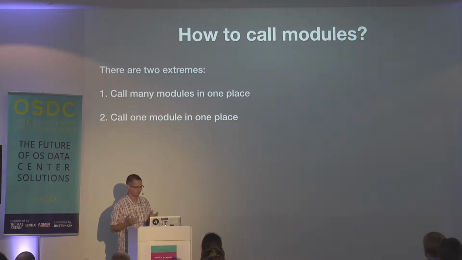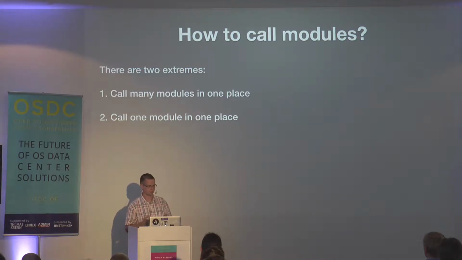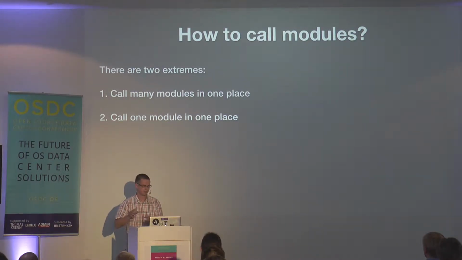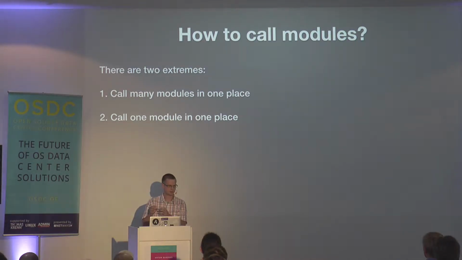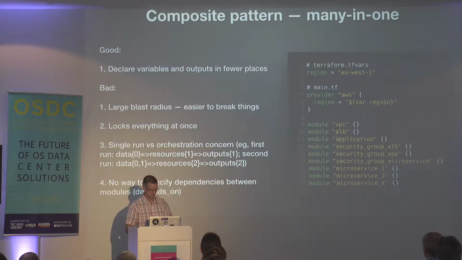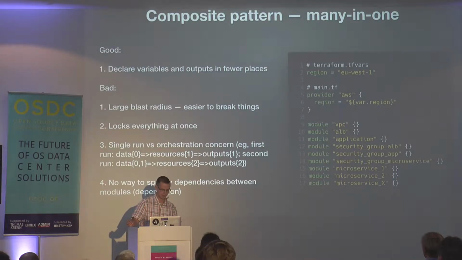So there are two extremes. One is that we invoke all of these modules in fewer places, or literally in one place. So which is main.tf for this specific application, in this specific region, in this specific environment, invoking this amount of modules. Looks good. So this is one extreme. And another extreme is that we have one module which does just one small thing, and we call it only one time, in one place. So this is where the composite pattern comes into play. As I said, many in one is invocation of a bunch of different modules from fewer places.